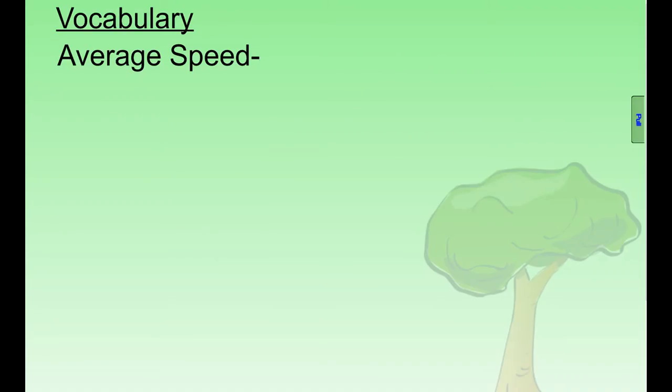All right, so obviously we're going to use the word constant rate quite a bit throughout this lesson. So I don't have the vocabulary up here because we already talked about it in the past. If you need to look it up, look it up. But average speed will be a new word that we'll talk about a little bit throughout the video here.